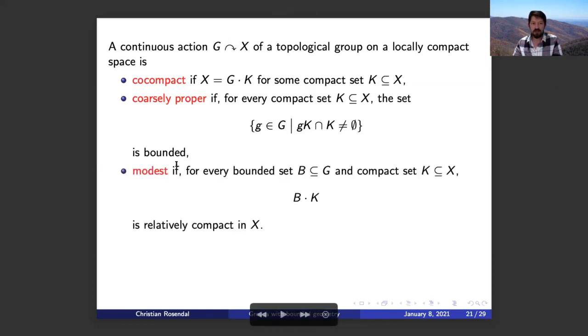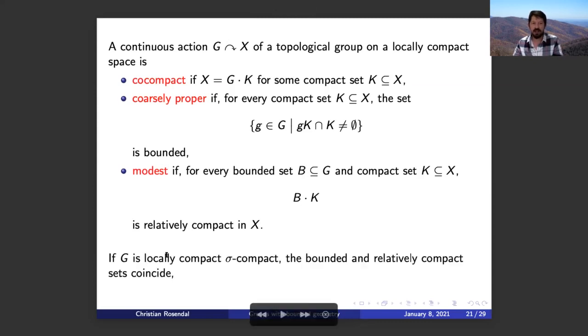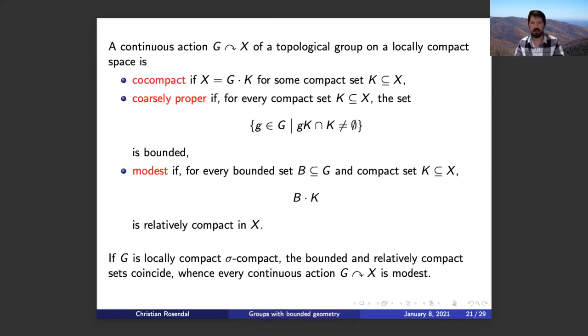And modesty is a third notion, which means that if I take a bounded set in the group and a compact set in the phase space, then the union of partial orbits of elements in K is a relatively compact set in X. So it's not too large. Now again, if G is locally compact, sigma compact, bounded and relatively compact sets coincide. So modesty here, if I take a relatively compact set and a compact set and multiply them together, this is still relatively compact. So in this case, every continuous action is modest. So it's not really a restriction in the locally compact case.